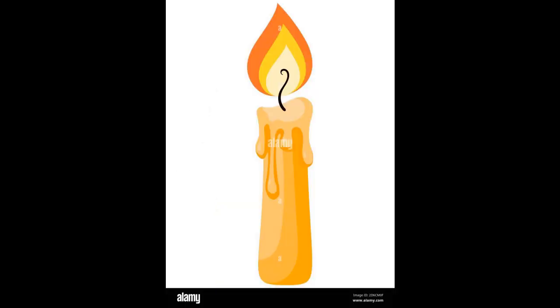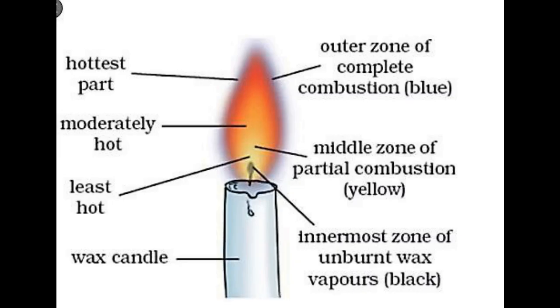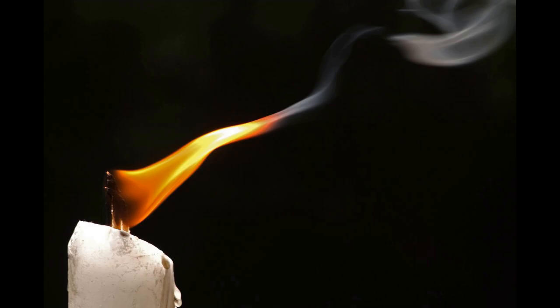Inner zone. There is no combustion taking place in this zone. This zone consists of the left out unburnt carbon particles, meaning after all these zones, as I said, the middle zone leaves a residue, right? So that residue is collected in this zone and no combustion takes place. It is black in color and is the coolest part of the flame. There is no combustion and it does not give heat too.